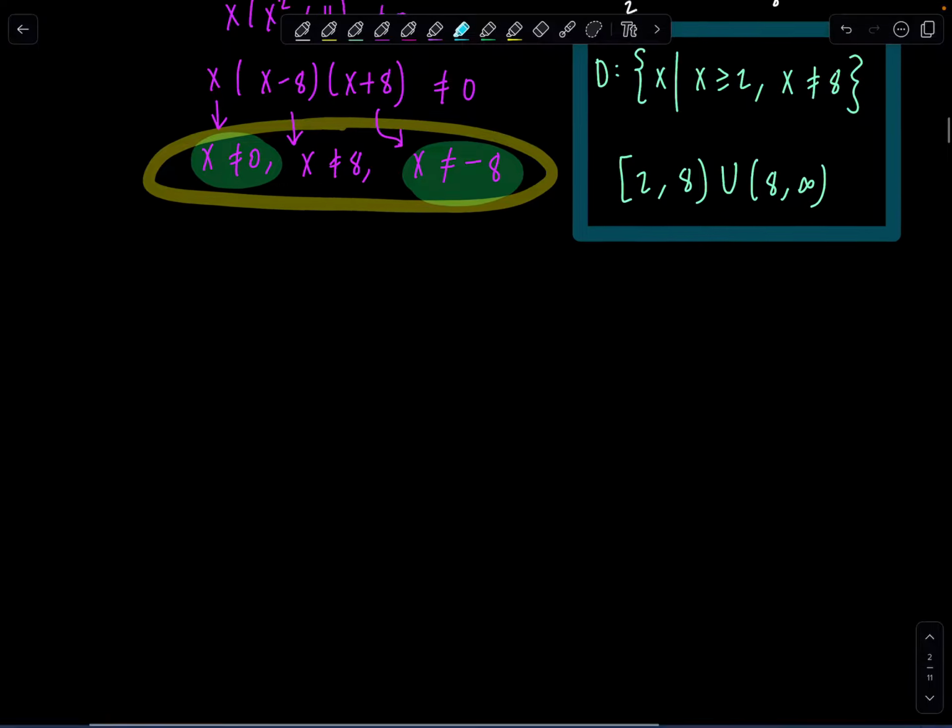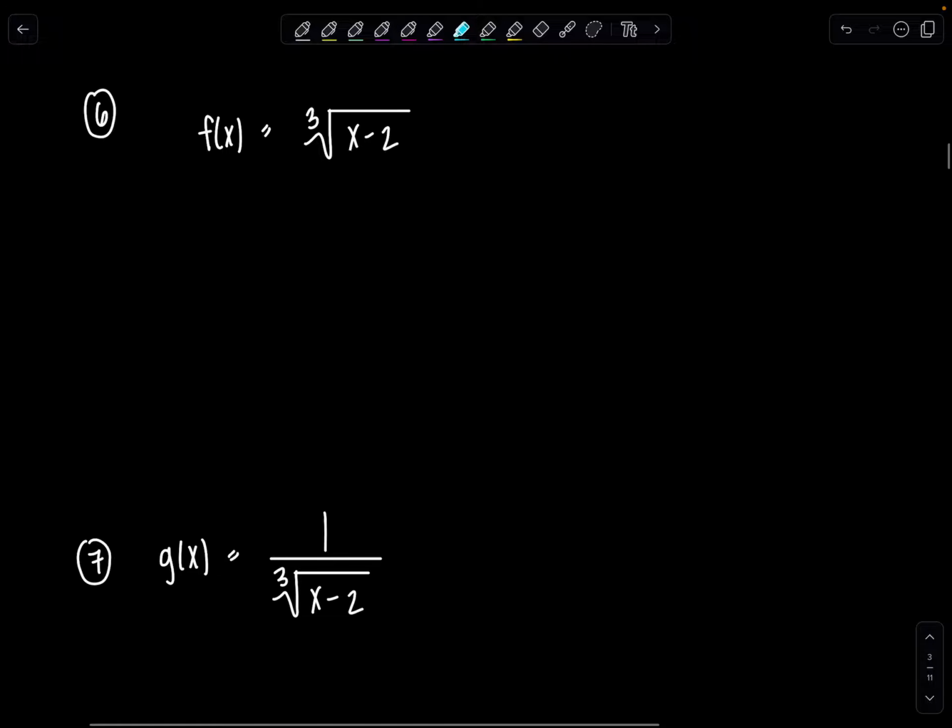Here we go. Number 6, f of x equals the cube root of x minus 2. So again, we have a radical, but the index here is 3, and 3 is odd. And there are no restrictions on taking odd roots for negative numbers. You'll still get a negative real number as the result. So we don't have to worry about restricting anything. If there's no restrictions, then the domain is all real numbers.